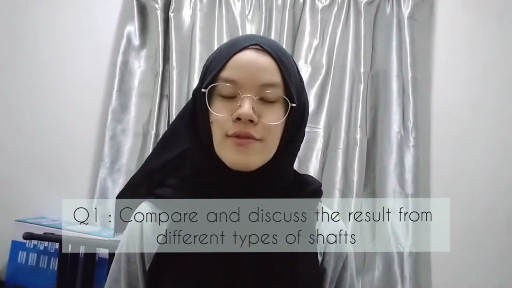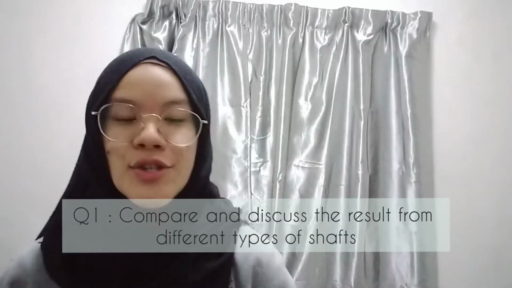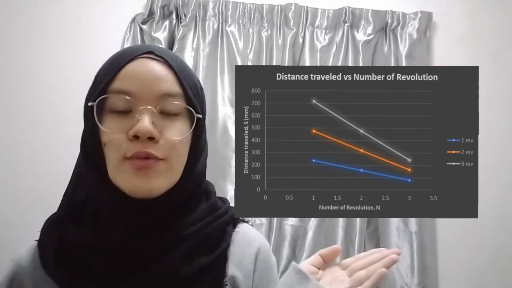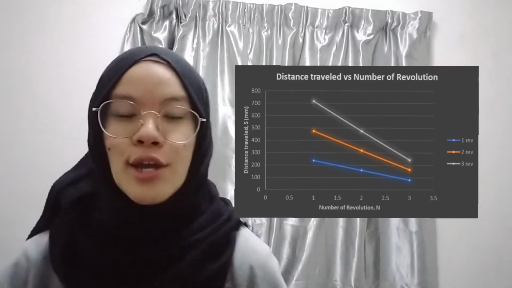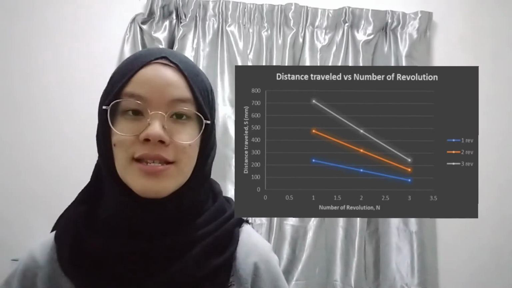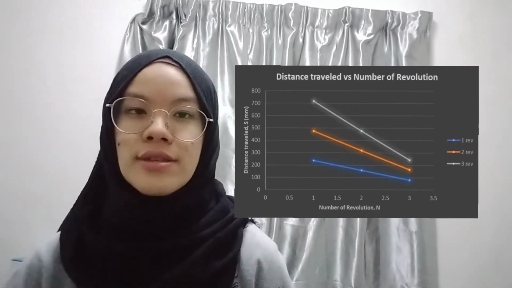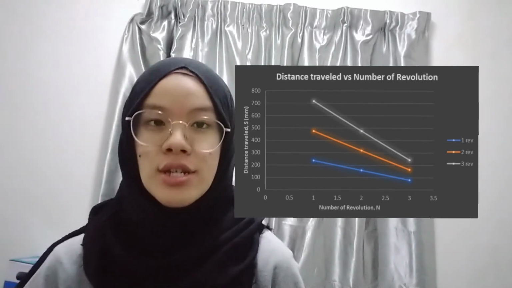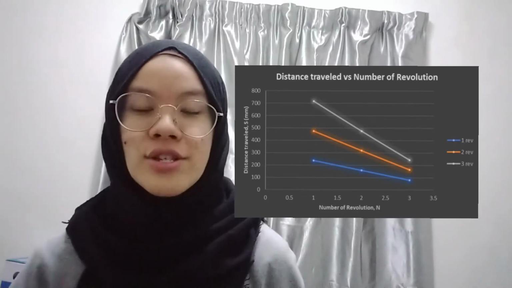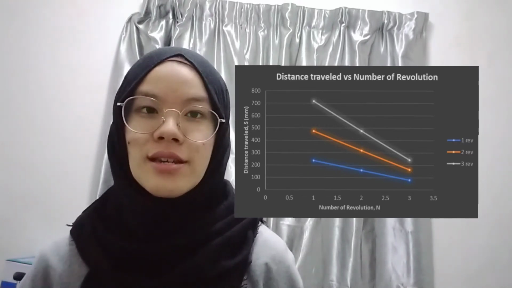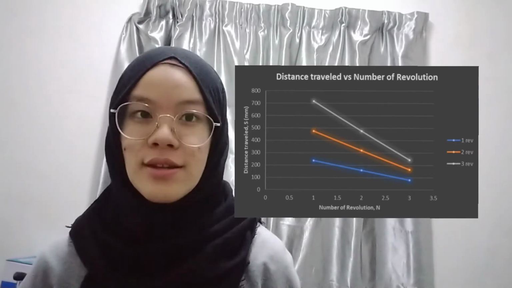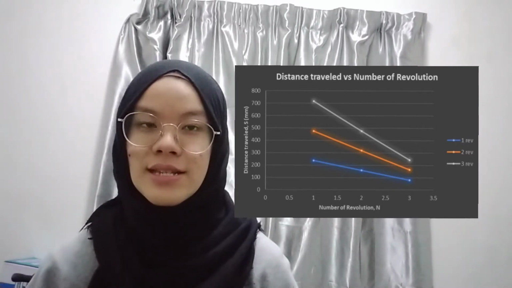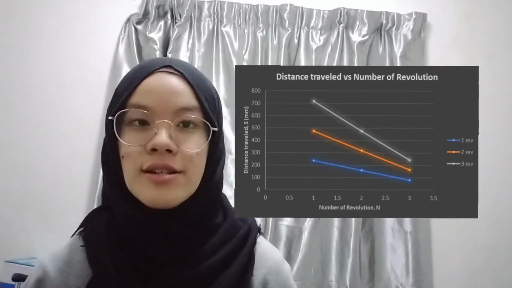Compare and discuss the results from different types of shafts. So this is the graph for distance travel versus number of revolution for revolution 1, revolution 2 and revolution 3. From the result, shaft 1 with the biggest dimension of 75.0 mm has the largest distance travel for the 3 revolutions compared to shaft 3 that has the smallest dimension, which is 25.1 mm, has the smallest distance travel for 3 revolutions. This is because the bigger diameter will produce larger distance travel.